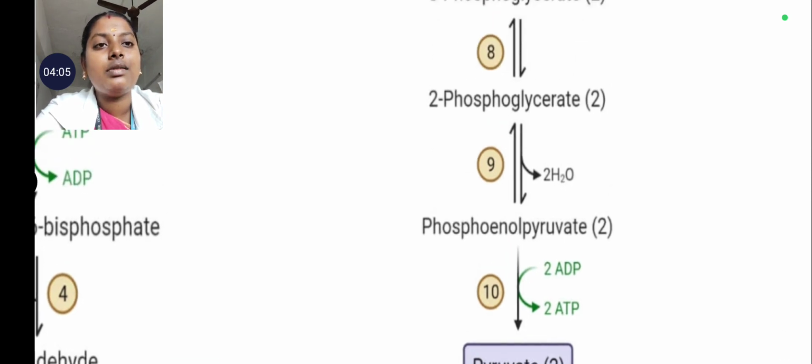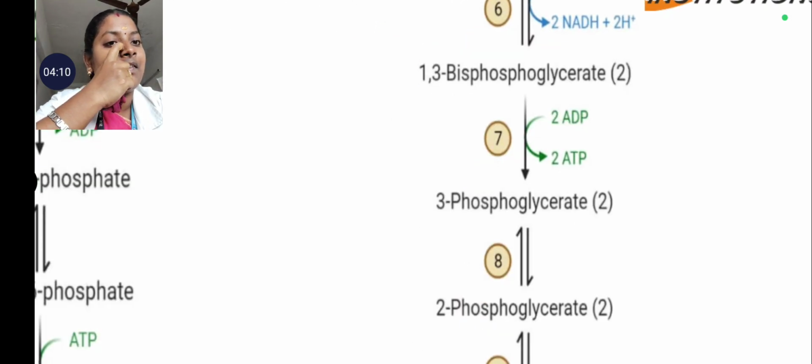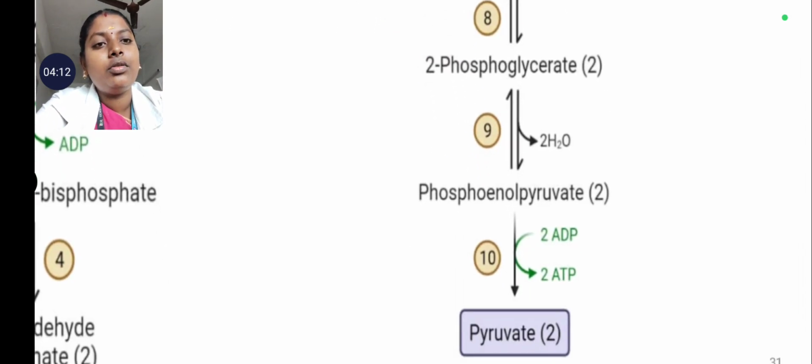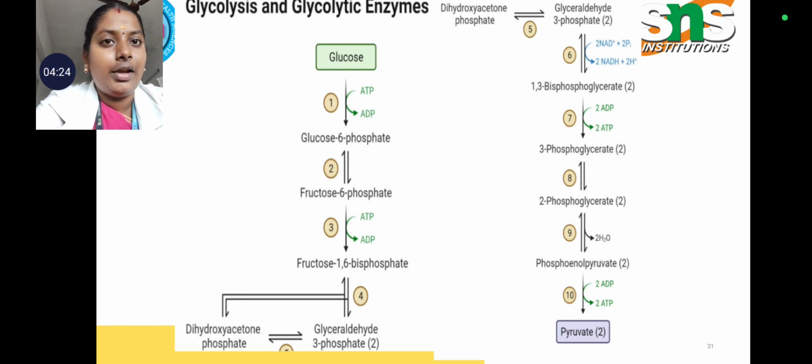So finally you have seen that 2 ADP are converted into ATP and 2 more ADP are converted into ATP. So in total 4 ATP are produced. ATP is nothing but the energy, adenosine triphosphate. So the overall structure resembles glycolysis. From glucose, it is broken down into 2 molecules of pyruvate. So 1 molecule of glucose gives 2 molecules of pyruvate.